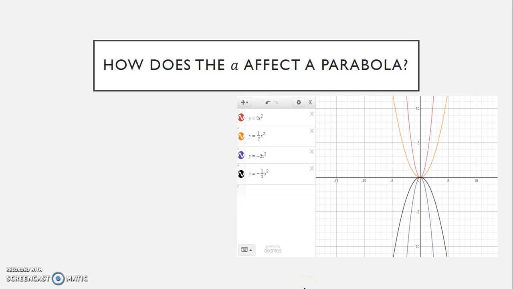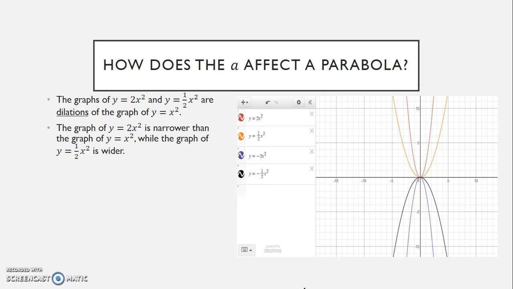Now, the graphs of y equals 2x squared and y equals 1/2 x squared, so notice 2 and 1/2, are dilations of the graph of y equals x squared, our parent function. Remember that we had translations, now we have dilations. Dilations are when we have either a vertical stretch or what I call a vertical squish. A stretch is narrower, a squish is wider. So the graph of y equals 2x squared is narrower than the graph of y equals x squared, while the graph of 1/2 x squared is wider. It's kind of backwards.